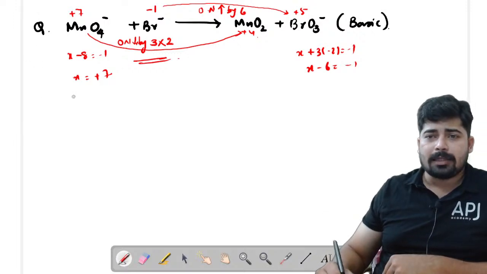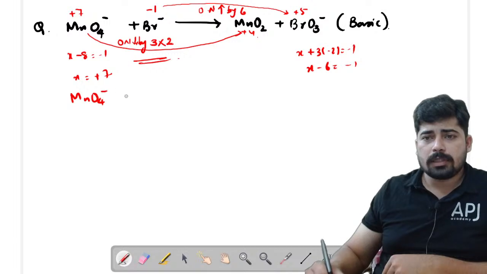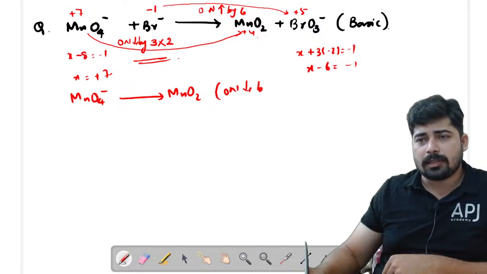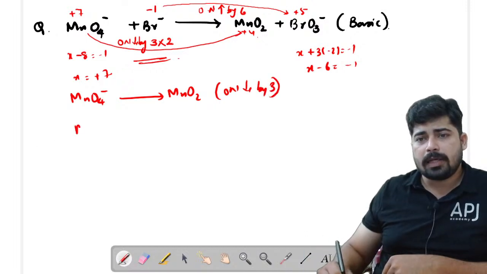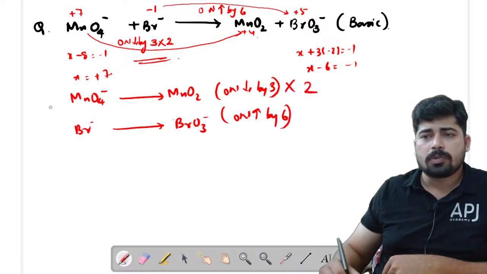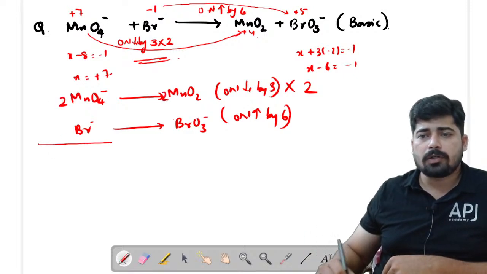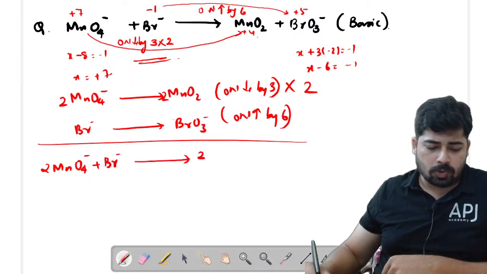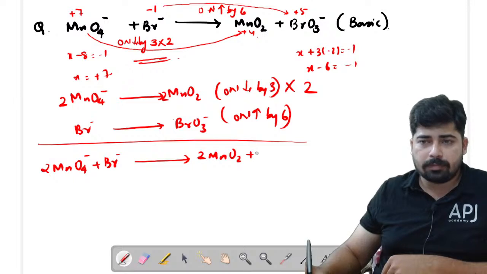So let's separate that. MnO4- giving MnO2. Here we know that the oxidation number decreased by 3. The second one, Br- giving BrO3-. Here we know that the oxidation number is increased by 6. So you have to multiply it with 2 so that the increase and decrease will get balanced. So 2 here and 2 here. Now just add the reactions. 2 MnO4- plus Br- giving 2 MnO2 plus BrO3-.